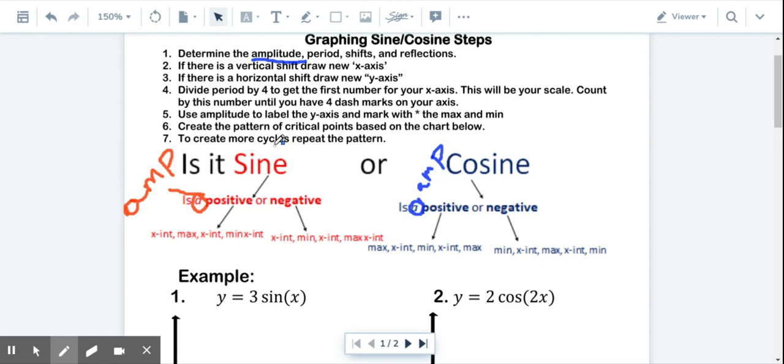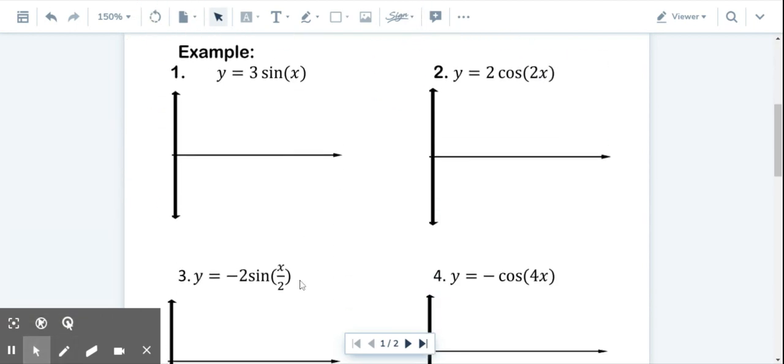If you want to complete more than one cycle, one cycle would be 5 critical points. For more than one cycle, you could go 10 critical points or 15 critical points, and then just repeat this process. So you would just continue, and at this step, instead of putting 4 dash marks, you would put 8 dash marks, or 12, however many you want to go.